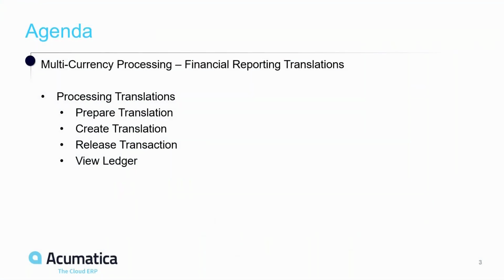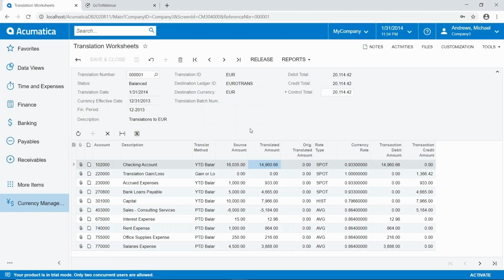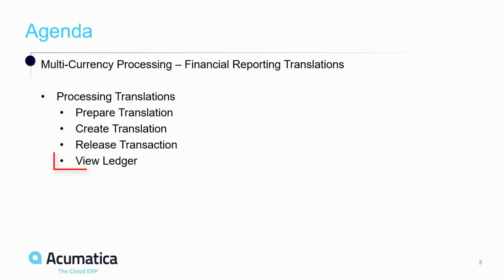Back on our agenda, our next step is to actually release the transaction. So we verified that this is all correct. Let's go ahead and release it. And everything worked. We didn't get any errors. Back on our agenda now, let's go ahead and view our ledger.